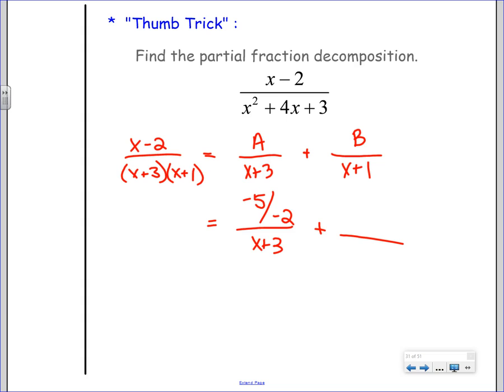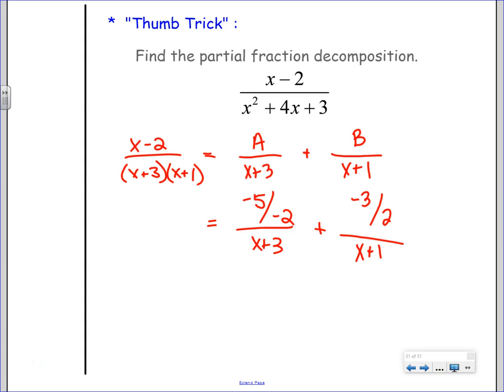Hold on, your guys' turn. Now we need to cover the other guy. Why? Because we need his. Tell me what to do. I'm covering the x plus 1. Now what? Plug in negative 1. So negative 1 minus 2 is negative 3. And then negative 1 plus 3 is 2. So I have negative 3 over 2. Double check. Negative 1 minus 2 is negative 3. Negative 1 plus 3 is 2.